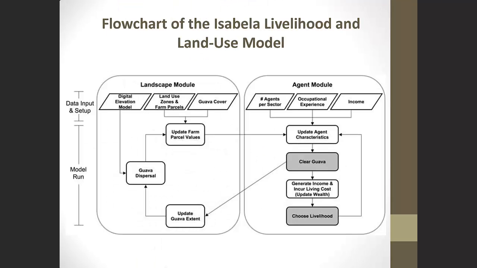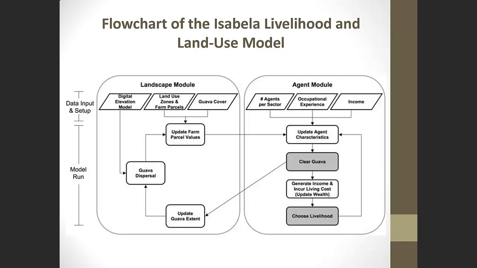So in essence then, there's a landscape module that is defined by terrain data, land use parcels, guava, which is the invasive plant, one of the chief invasive plants, updates on farm parcels such that farmers are being pushed off the land. They're also being pulled off the land. They're being pushed off by the invasive species, they're being pulled off by opportunities in tourism, and how to begin to look at that.